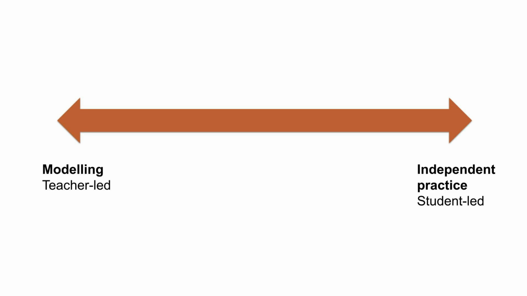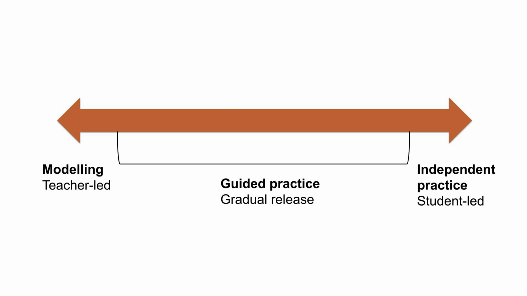Think of teaching as a continuum. On one end, you have complete teacher-led instruction, and on the other, total student-led practice. Faded guidance is a tool that can be used in the transitional phase of we do, gradually shifting the emphasis from teacher support to student independence, based on students' responses and needs.